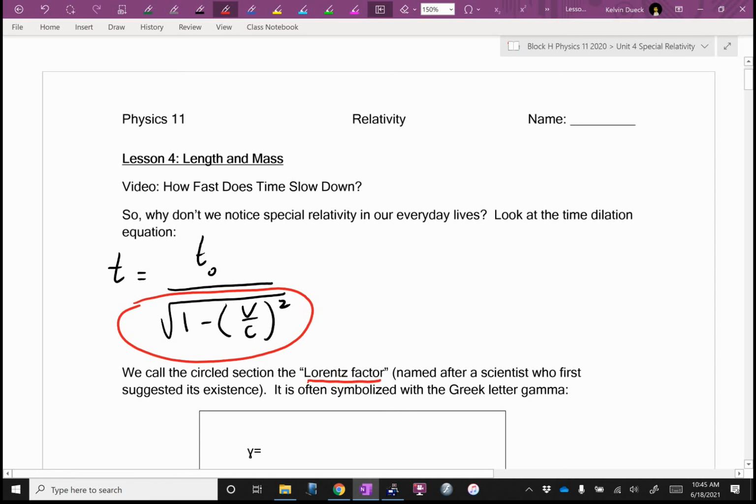It's named after a mathematician who, before Einstein showed why that's the case, Lorentz was a mathematician who said, look, I don't know why, but if I plug this in, now the times match up. There seems to be this factor of 1 minus V over C all squared. That seems to do the trick. Don't know why, but it works. So we name it after him.